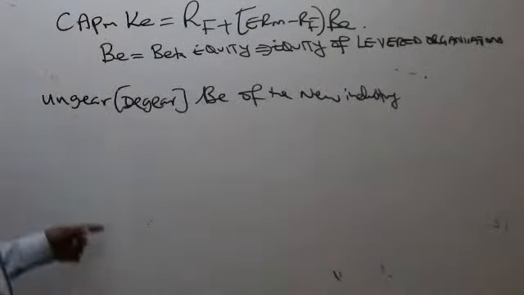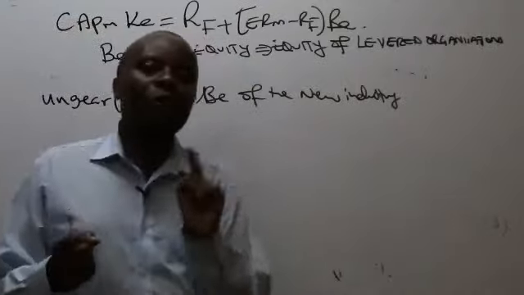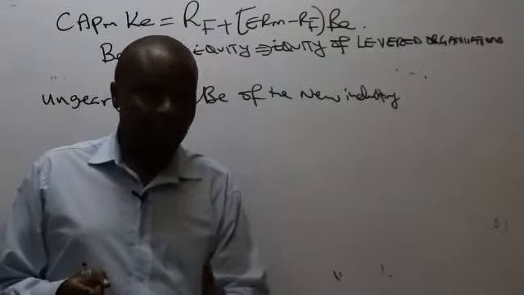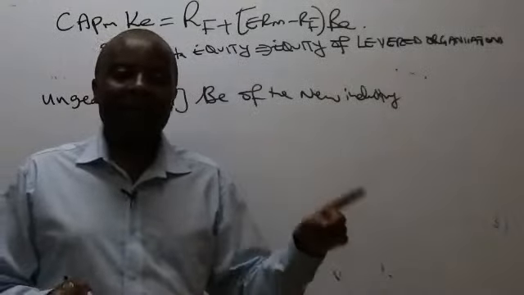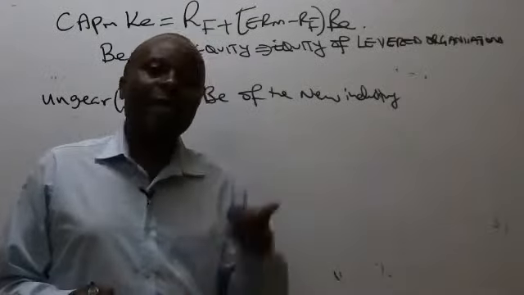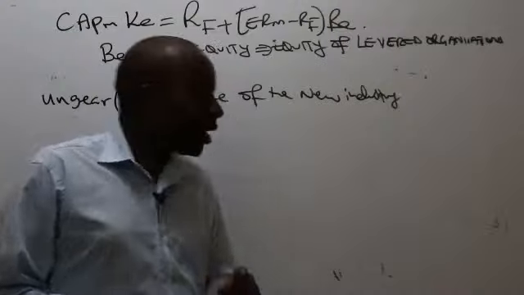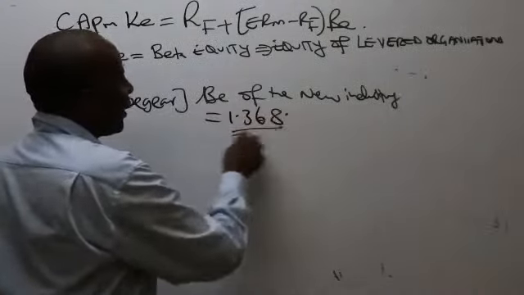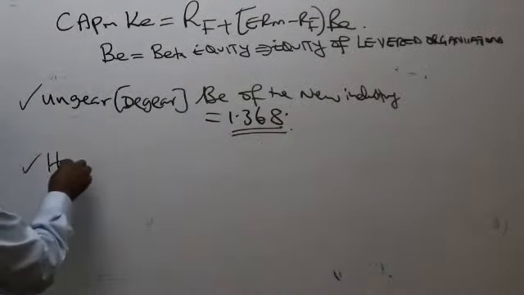Every time you want to use Hamada's model, and the examiner has given you two beta equities, one specific to the firm and another for the industry, we always go for ungearing the beta equity of the industry, which in this case is 1.368.